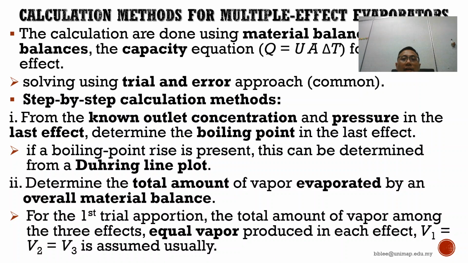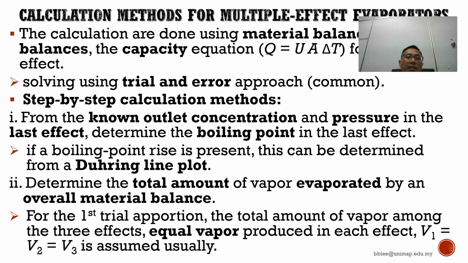Then the calculations are done using material balances, heat balances, and the capacities equation, Q equals UA delta T, for each effect. Solving using a trial-and-error approach is common, so we have to do a lot of guessing. We guess the value, substitute, and then check whether we can get the value that we guessed.